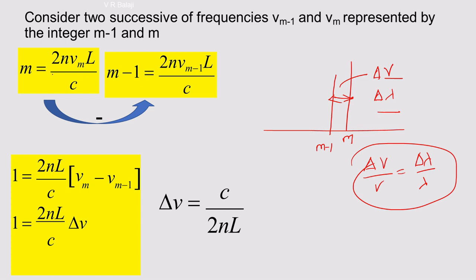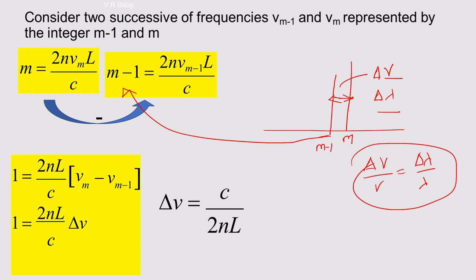Here m is nothing but the mode at the resonant frequency. That is, v is the frequency, the resonant frequency at mode m: v_m equals 2nL divided by c, that is for m mode. And for the adjacent mode, that is m minus 1, v_(m-1) equals 2nL by c.